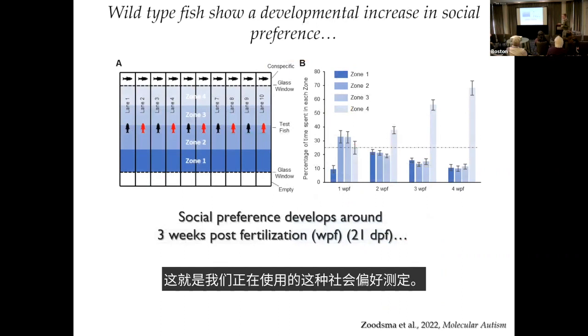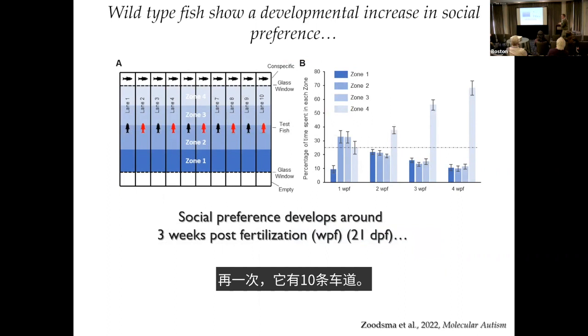So here's this social preference assay that we're using. And again, it's got 10 lanes in it. We can just focus on one of these lanes here. And so this fish here cannot see the fish in there. So really, it's just what occurs in the lane. And at the end of each lane is a glass here and here. Here it's empty. And here we have a conspecific animal. Okay, so we put fish in there, and then we divide this into 4 zones. So there's zone 1, 2, 3, and 4, with 4 closest to the conspecific.